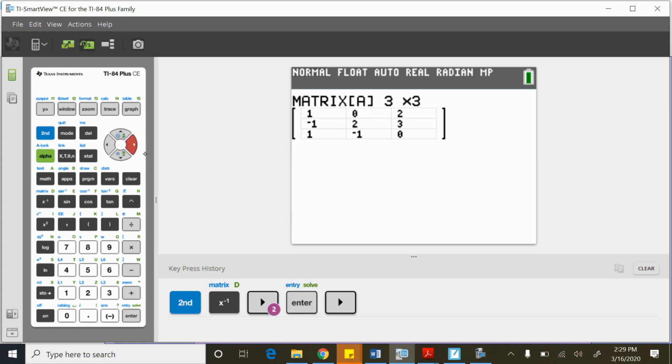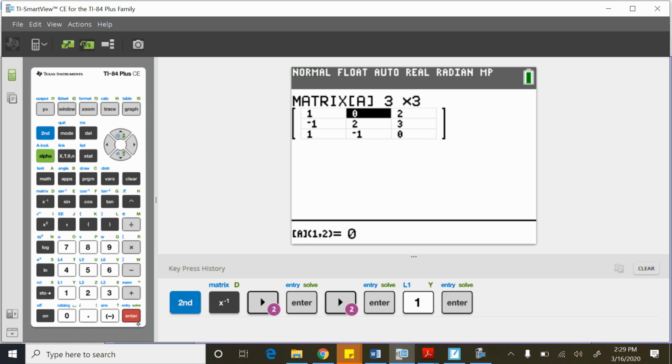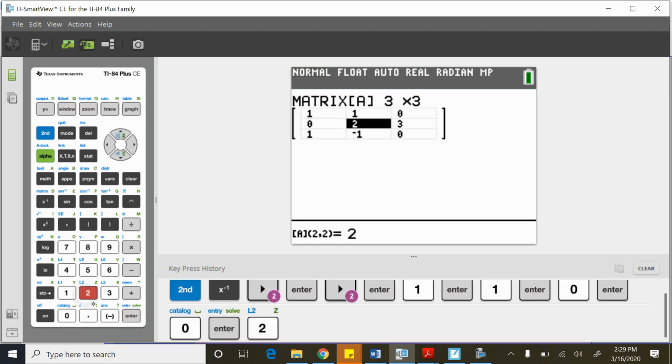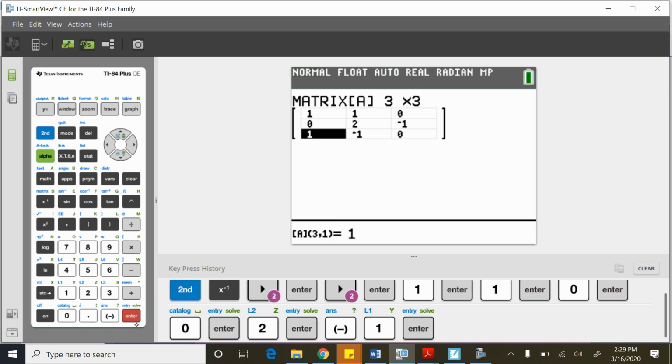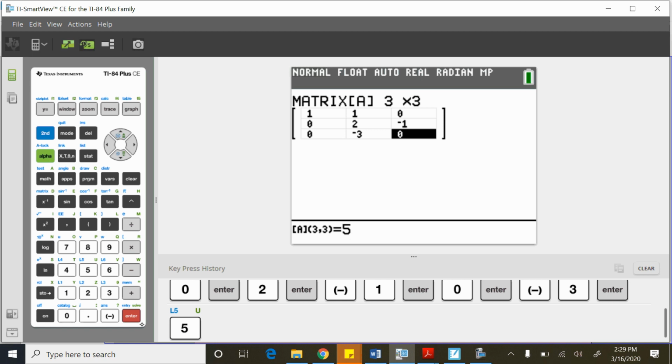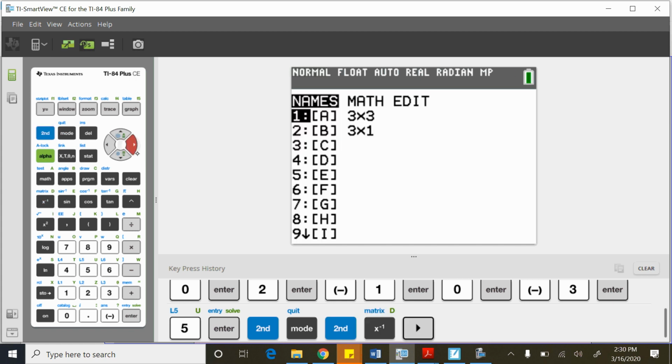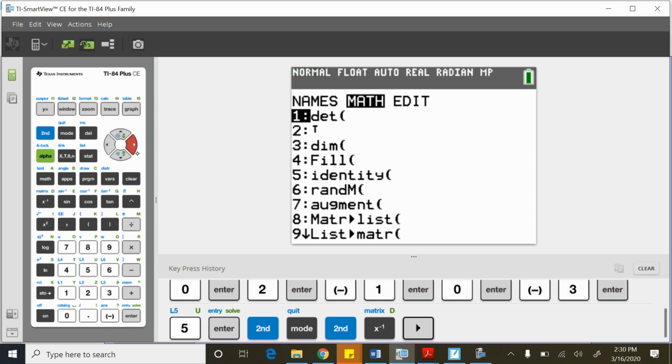I already have a 3 by 3 as I'm going through, and I need to put each one of these in now. 1, 1, 0. Going down to the next row, I have a 0, a 2, and a -1. And I have a 0, a -3, and a 5. Right? And now, just like you normally would do, you would quit that, and now we're going to go back into that matrix button. And the nice part is, when you go over to the math section, the very first thing that is staring right at you is the determinant.